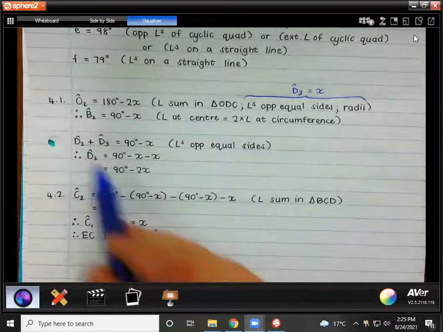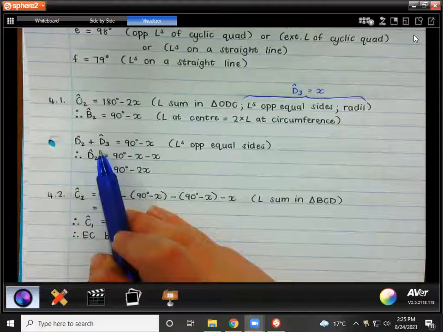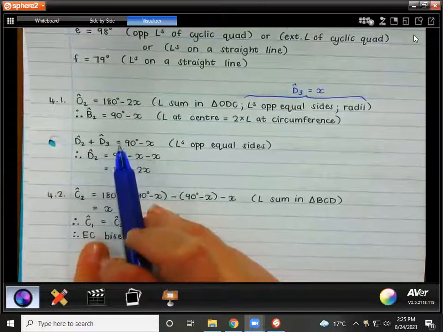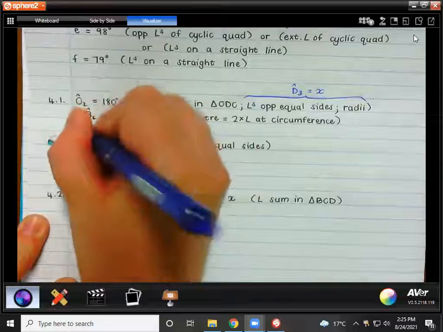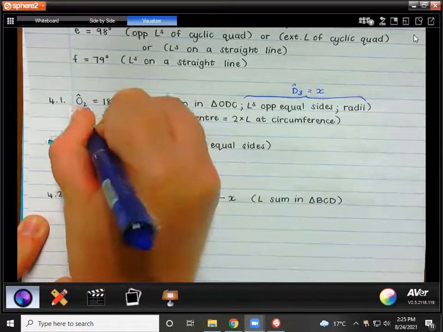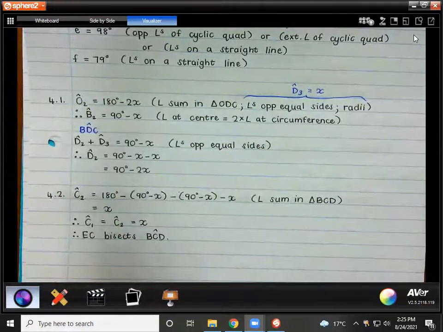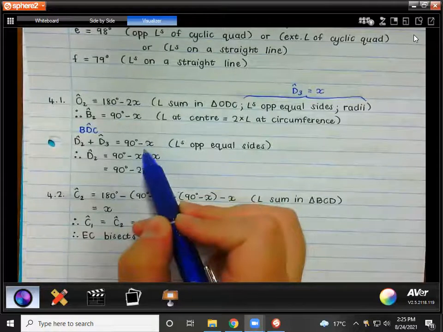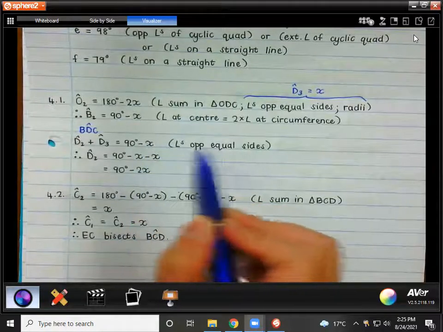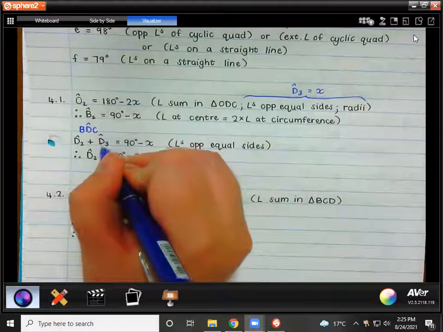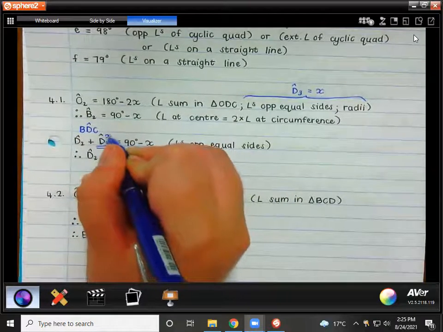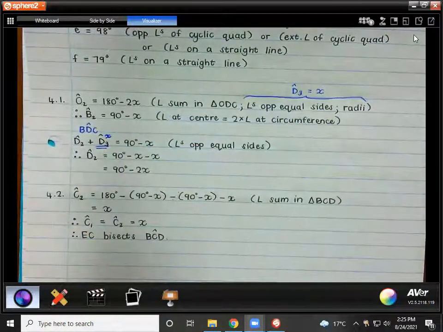So I said that D2 plus D3, that's the angle at D, should be equal to 90 minus x. If you didn't want to write it as D2 plus D3, you could have just said angle BDC. Okay, that's that whole angle in the triangle. It should be equal to 90 minus x because of angles opposite equal sides. But we knew that D3 was x, right? We found that in the previous part of this question.